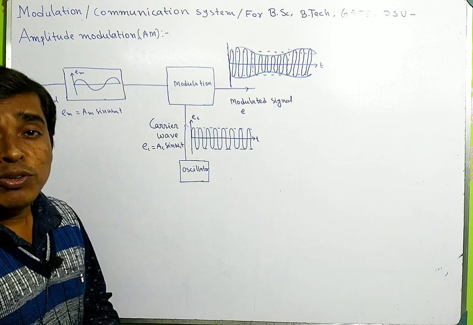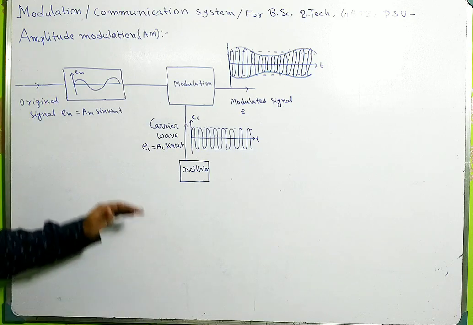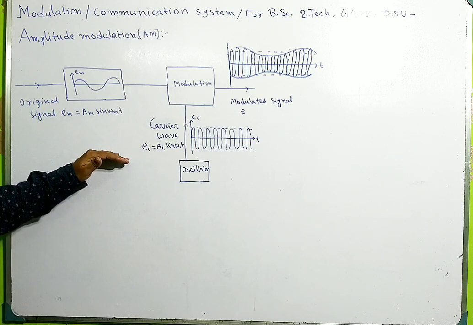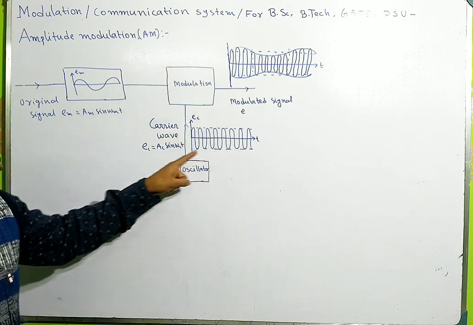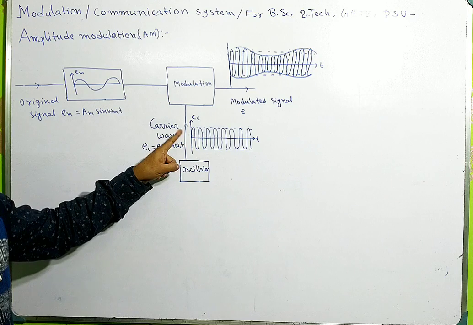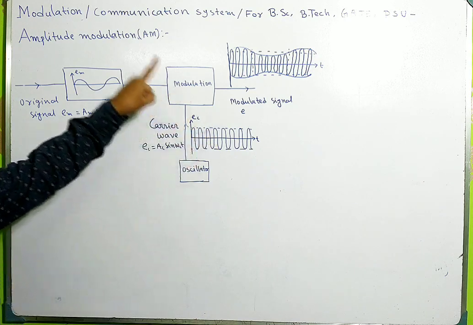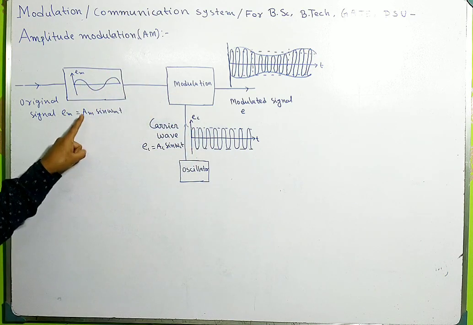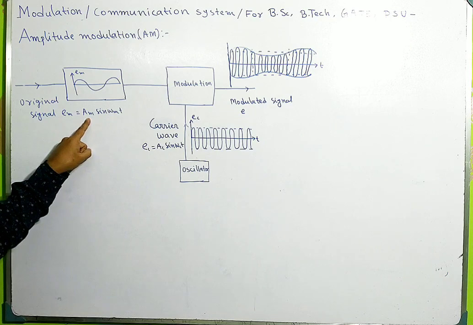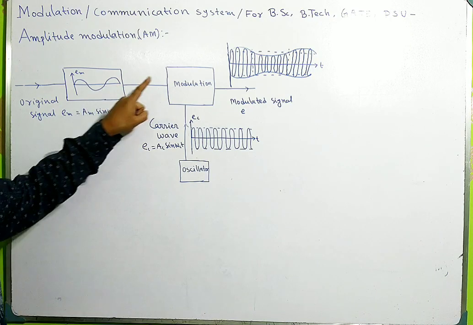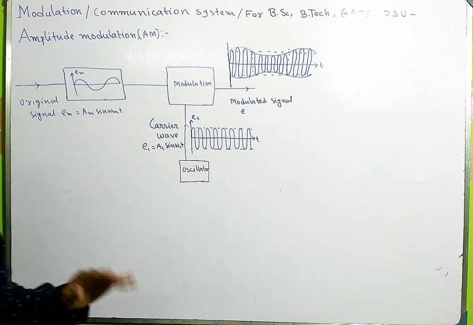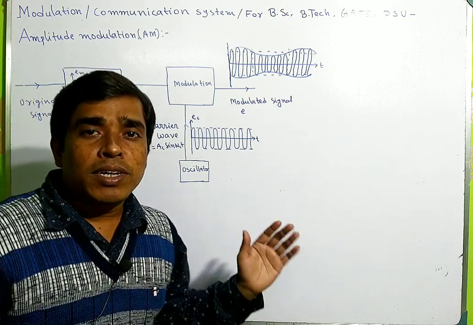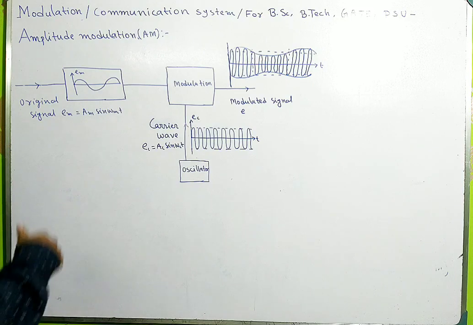So what is amplitude modulation? Amplitude modulation is the changing of the carrier amplitude in accordance with the amplitude of the modulating signal.